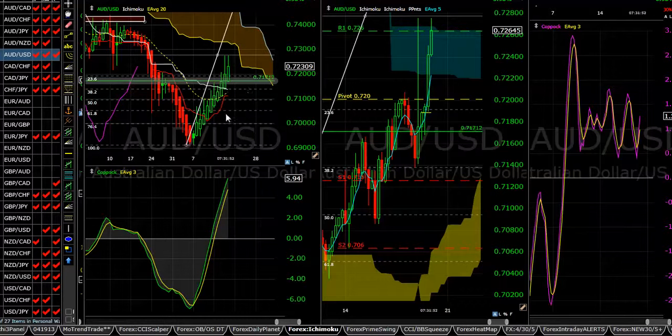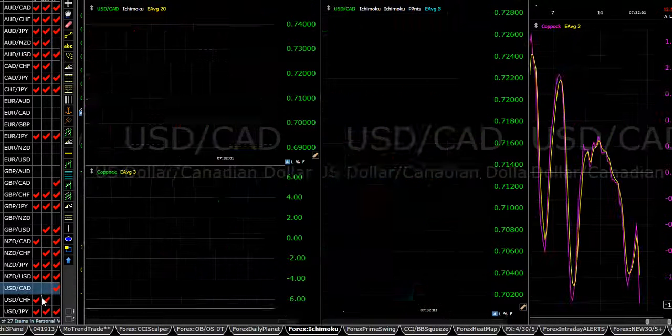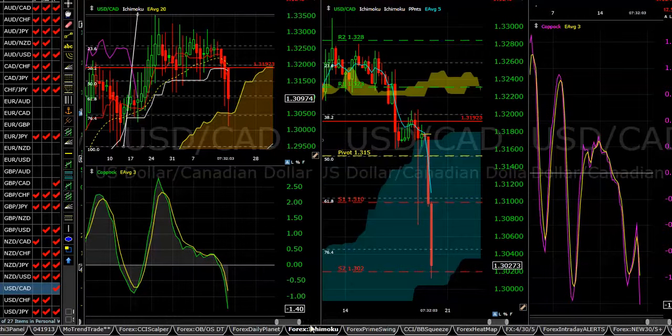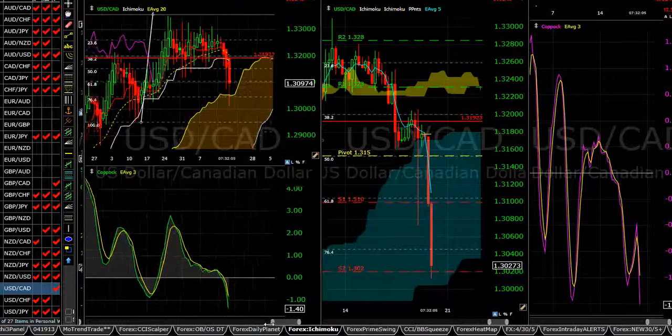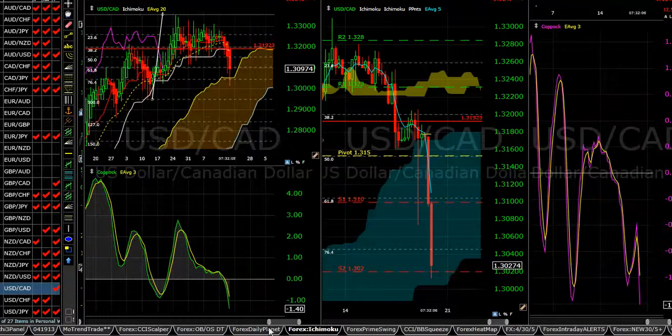So it'll be interesting to watch the correlation between the Aussie US dollar and the way this chart looks up in here with the Kumo, and compare that with the US dollar Canadian dollar, different pair, but a kind of similar pattern set up regarding the Kumo, regarding Chiku, and those sorts of things.